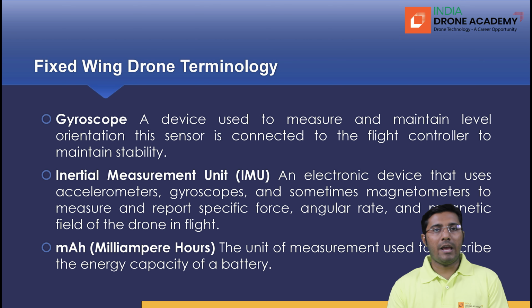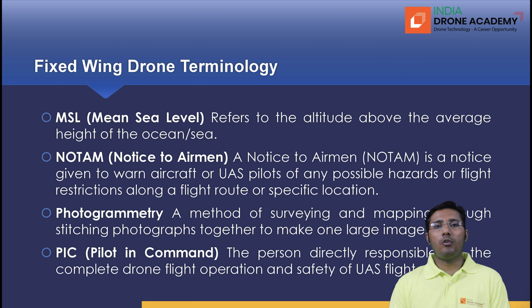Milliampere hour has the abbreviation mAh. mAh stands for milliampere hours. It is the unit of measurement used to describe the energy capacity of a battery. You will find the milliampere hours written on the batteries which are used in drones. MSL stands for mean sea level, and it refers to the altitude above the average height of the sea.